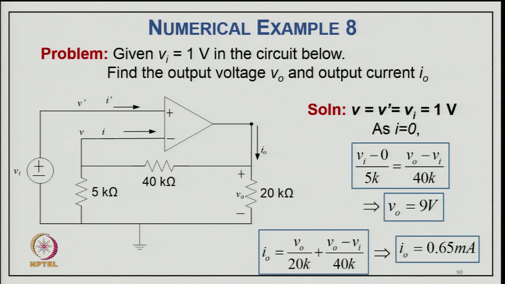We can say V dash equal to V_I equal to 1 volt, and as I equal to 0, we can say V_I minus 0 upon 5 k equal to V_O minus V_I upon 40 k, that is the feedback. So, we can say V_O equal to 9 volt, and I_O will be V_O upon 20 k plus V_O minus V_I upon 40 k, that becomes I_O equal to 0.65 milliampere, because one current flows here, another flows to this side.